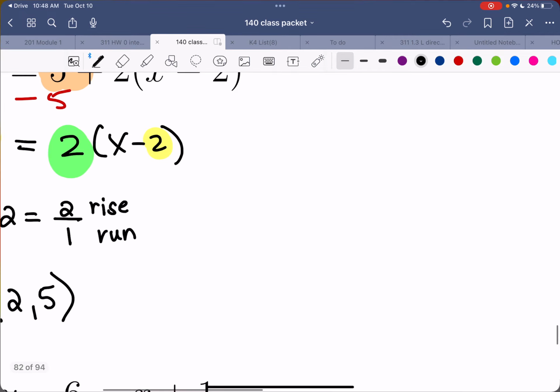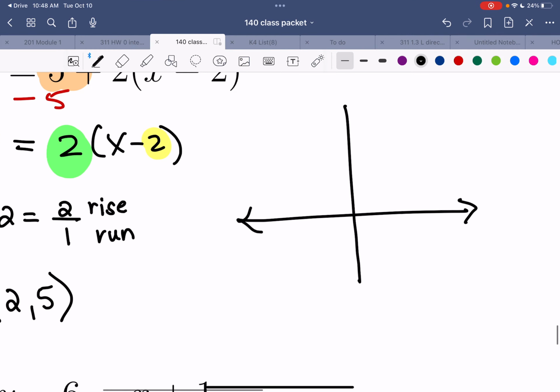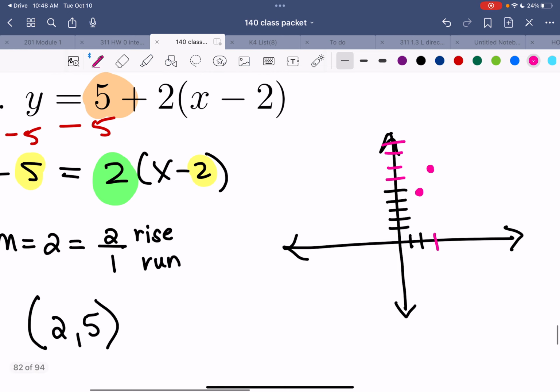Okay, so when we graph, we're going to start from that 2, 5. So 1, 2, 1, 2, 3, 4, 5. Right here's my starting point. And then I'm going to use that 2 and the 1. So I'm going to rise 2, so up 2, right 1. So my next point is over here. Up 2, over 1, up here. Okay, and connect it up.